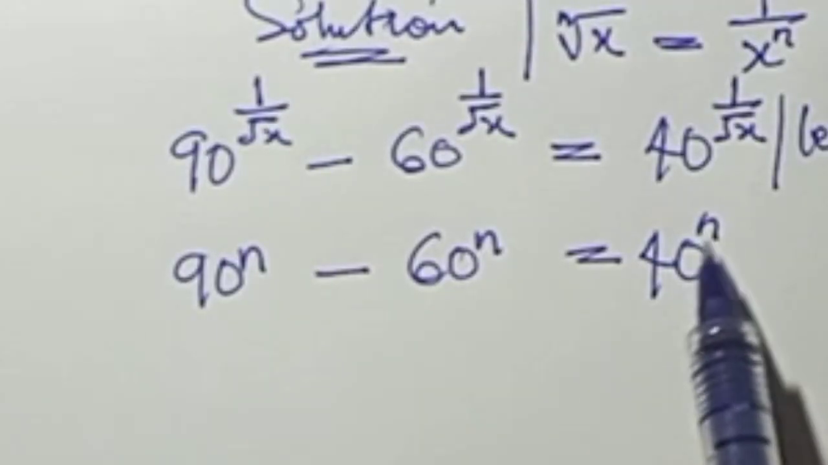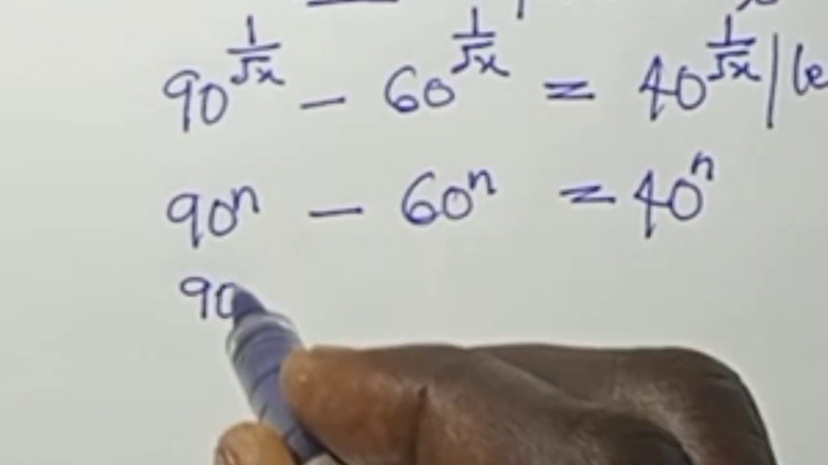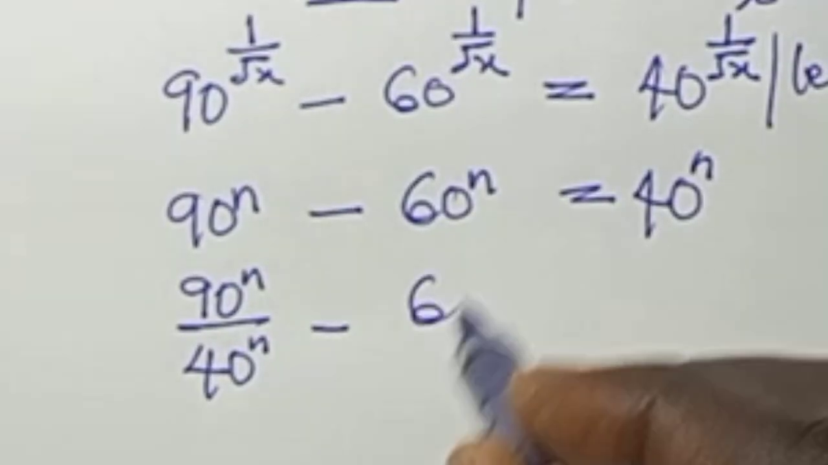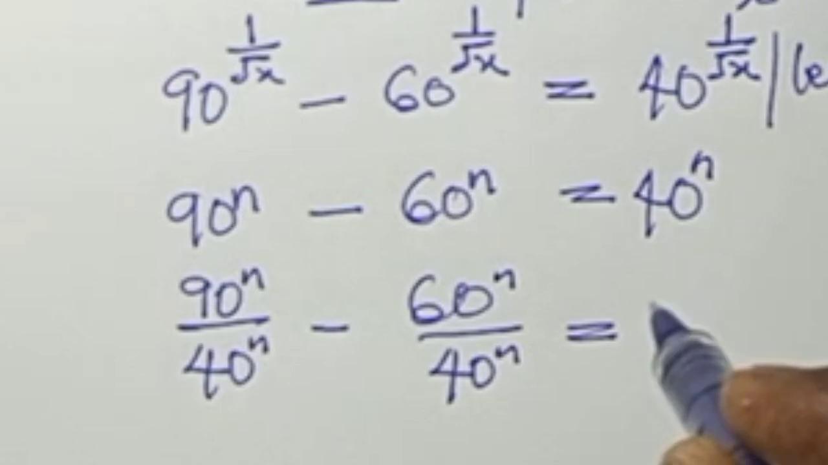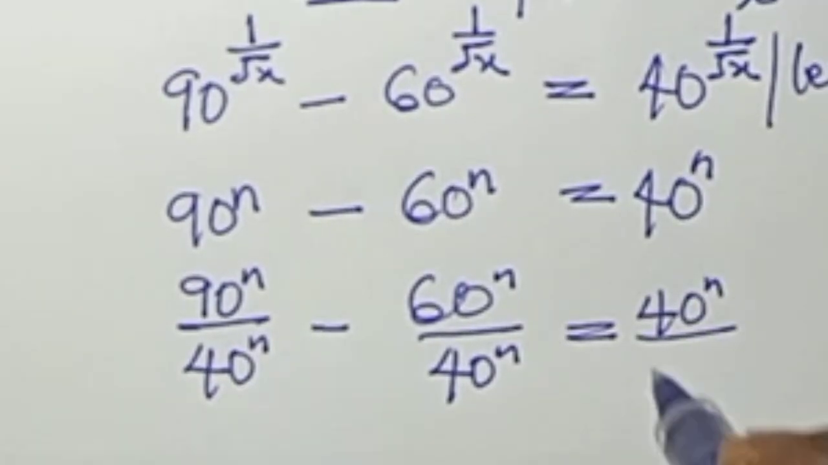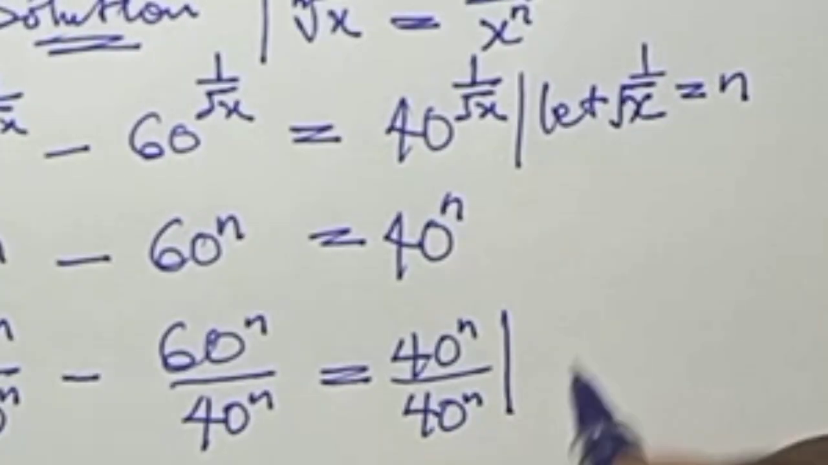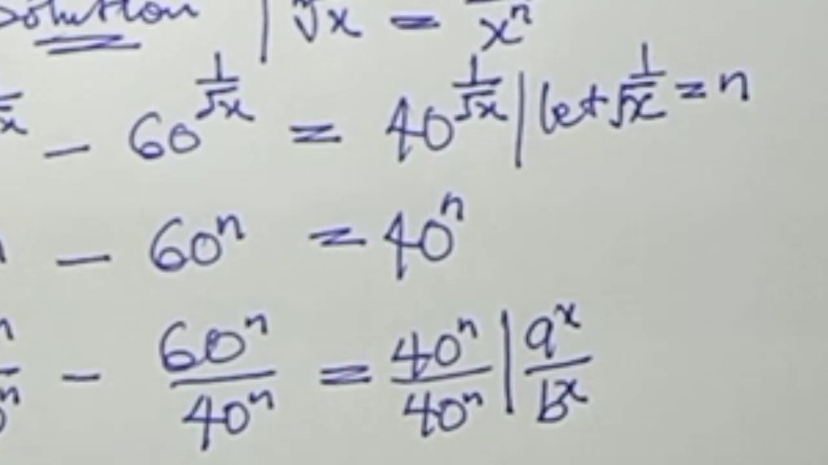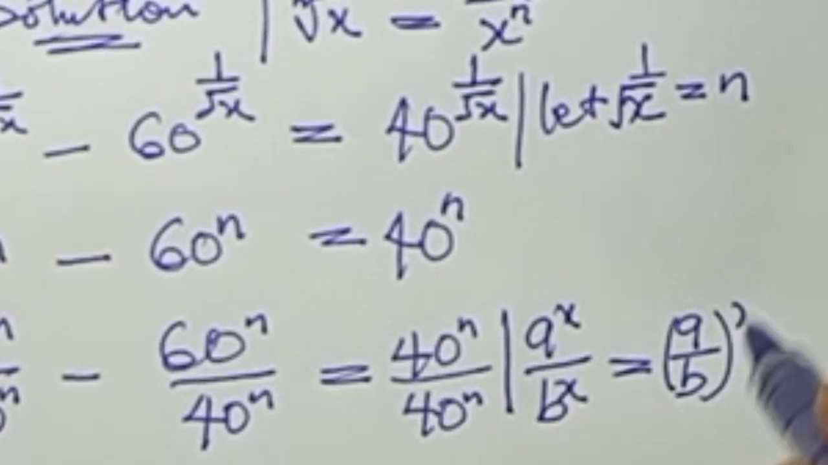So here we're going to divide both sides by 40 to the power of n, so that it will become 90 to the power of n over 40 to the power of n minus 60 to the power of n all over 40 to the power of n equals 40 to the power of n all over 40 to the power of n. Again, if you see a to the power of x over b to the power of x, it means a over b to the power of x.